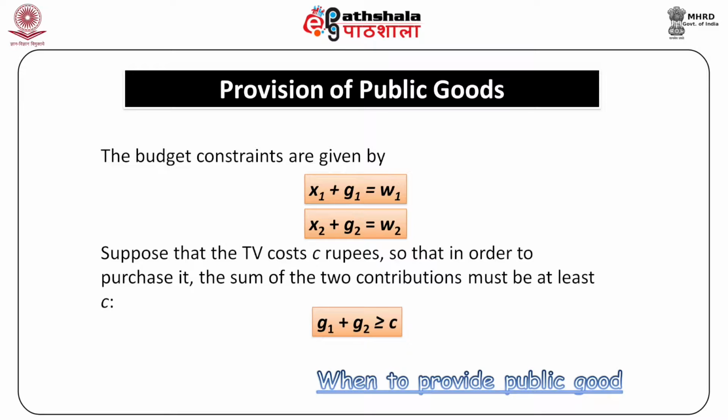Let W1 and W2 denote each person's initial wealth, and G1 and G2 denote each person's contribution to the TV. Let X1 and X2 denote each person's money left over to spend on private consumption. Thus, the budget constraints can be written as X1 plus G1 is equal to W1 and X2 plus G2 is equal to W2.